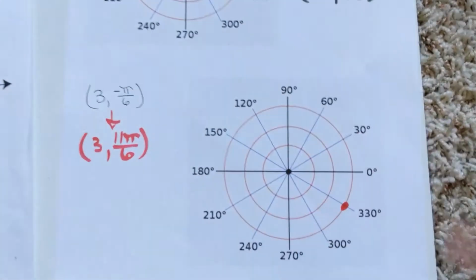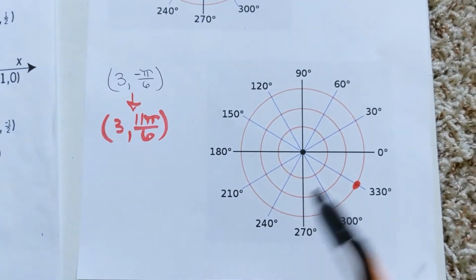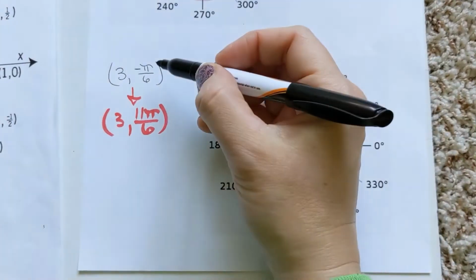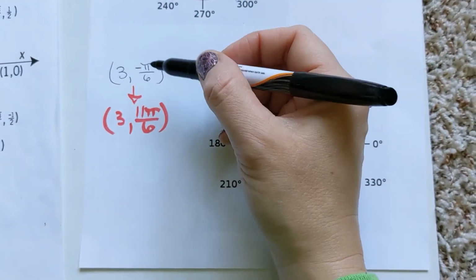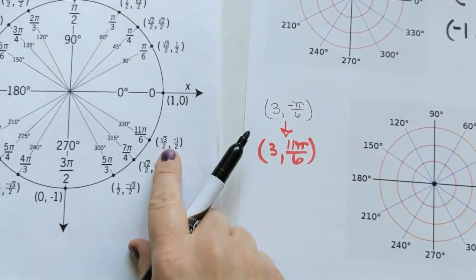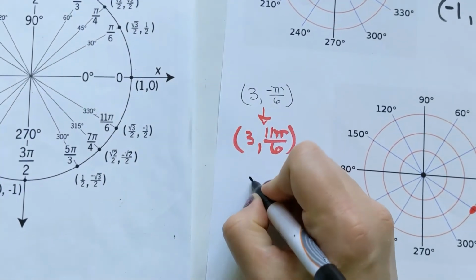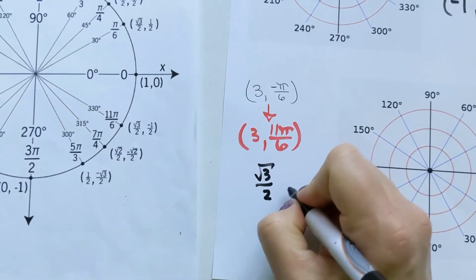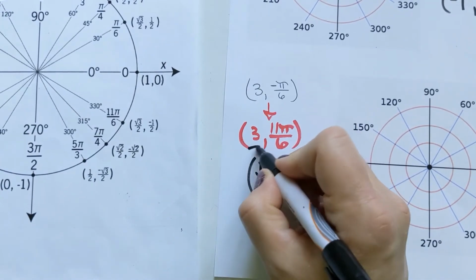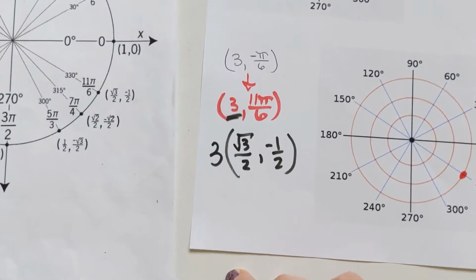Okay, let's keep going. Now again, we already switched it from the negative to the positive. We know where it is graphed. So the numbers we're going to use are not the numbers from pi over 6. They're the numbers from 11 pi over 6. And those are right here: square root of 3/2, -1/2. And then you multiply by that number.